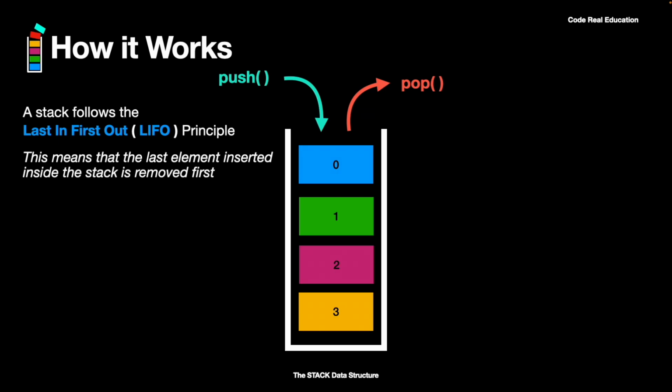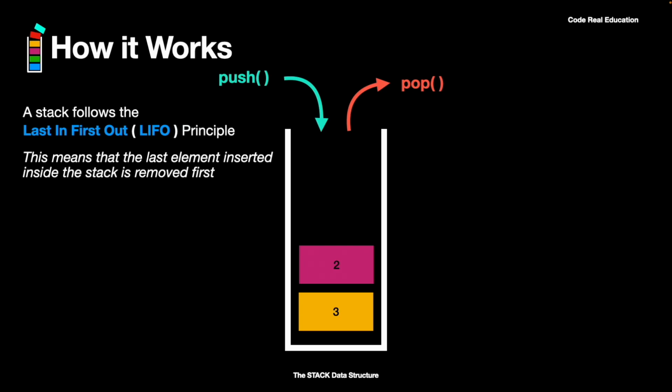Now from our example, we know that the last element inserted in our stack was the blue 0. So if we execute the pop function now, it basically removes the element at the top, which is the blue 0. Now the new element on the top of the stack is the green 1. So if we execute the pop function again on the stack, it removes or pops the green 1 from the stack. But how do we know which is the element on the top of the stack?